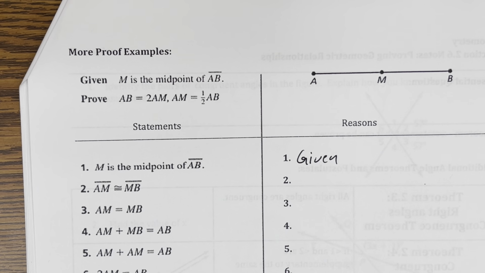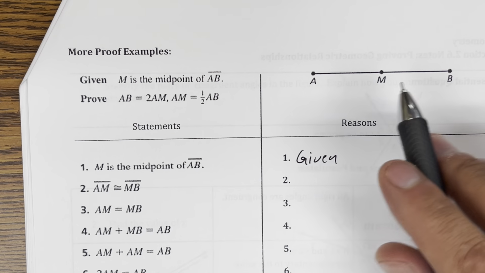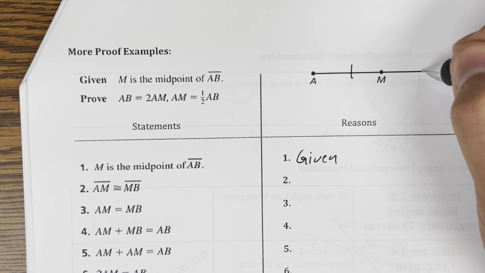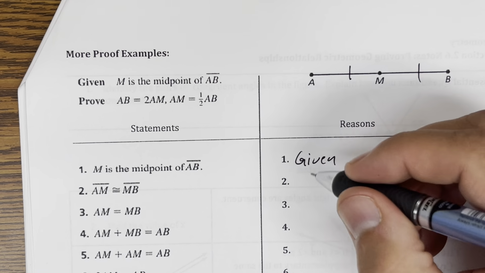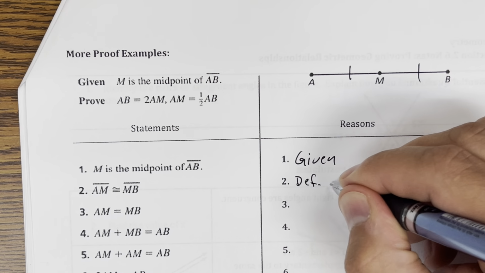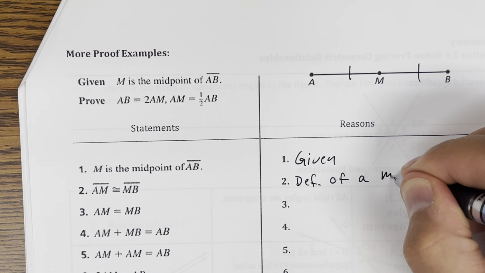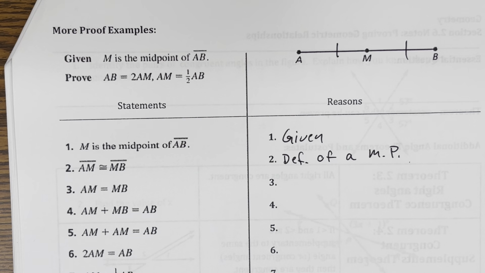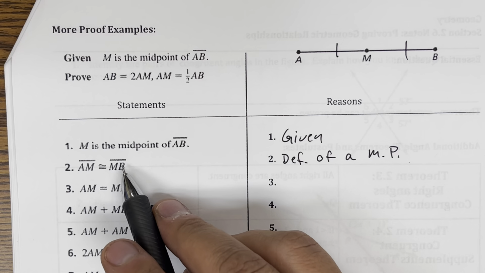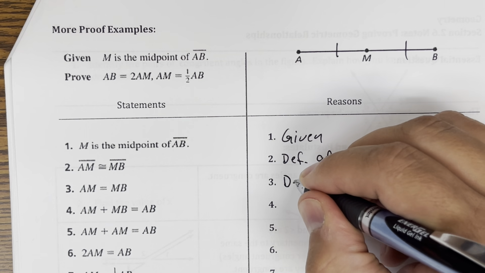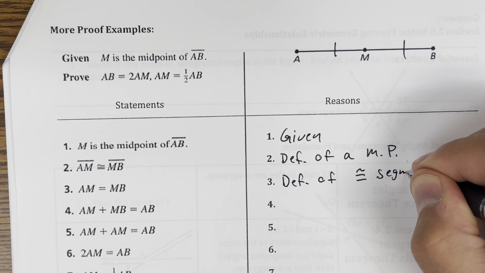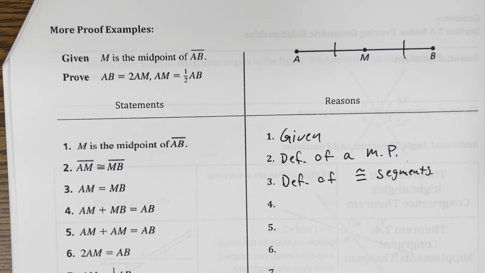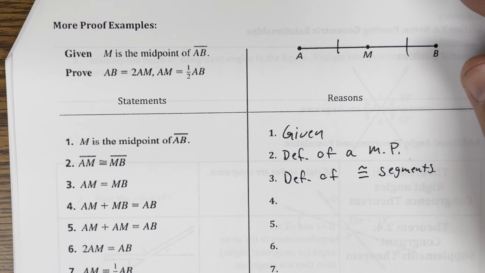Since this is a midpoint, I know these two are congruent, so I'm going to put a tick mark there. Got that figured out. That is the definition of a midpoint, abbreviated MP. Next step, it changed from congruent to equal, so that's using the definition of congruent segments. I use a lot of abbreviations in this, so congruent sign instead of congruent.